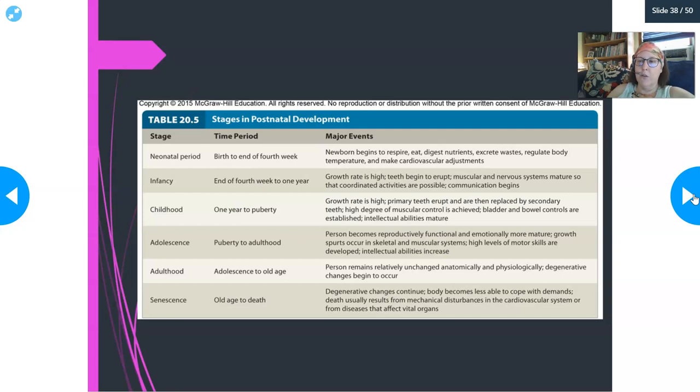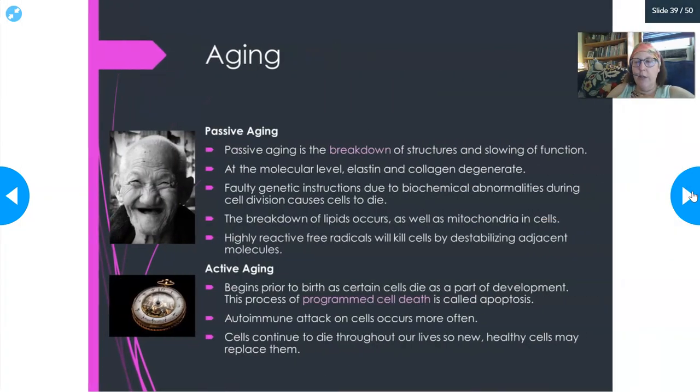But then even in adulthood, we have young adulthood, middle-aged adult, etc. But adulthood is basically from adolescence to old age. What's old age? Kind of depends on who you ask. But senescence is old age to death. So this is when you do see this gradual decline in function as the person ages. And you have other systems that don't work as well.